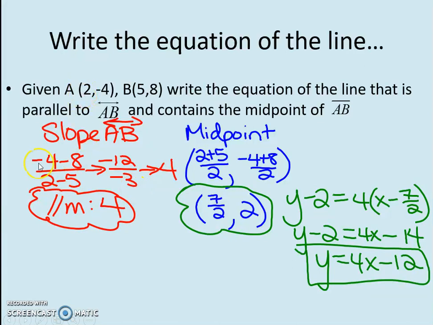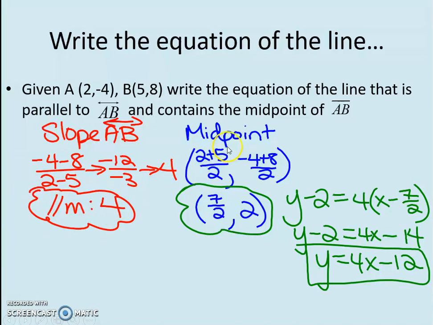So that will be negative 4 minus 8, and then 2 minus 5. I went the other way, but it's okay, it's the same thing. And then negative 12 divided by negative 3 is positive 4. So the slope is positive 4. And it says parallel, so the parallel slope will be positive 4. That will be the new slope.